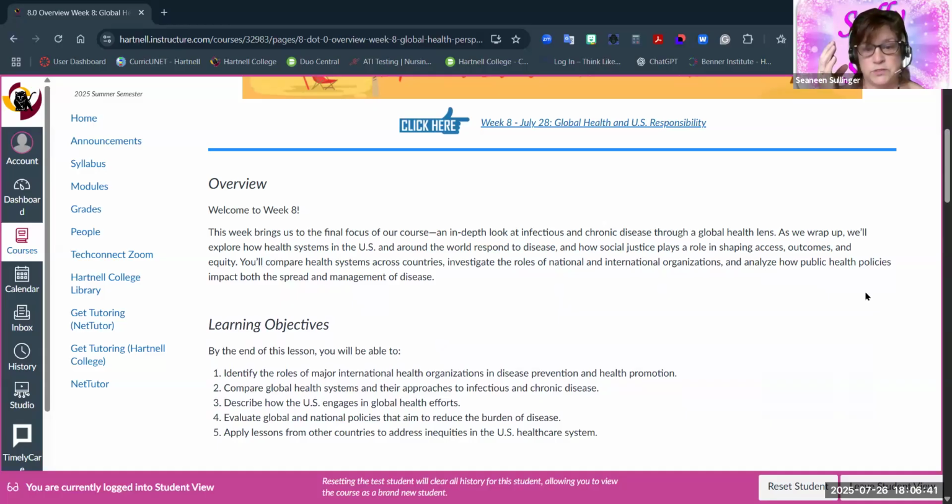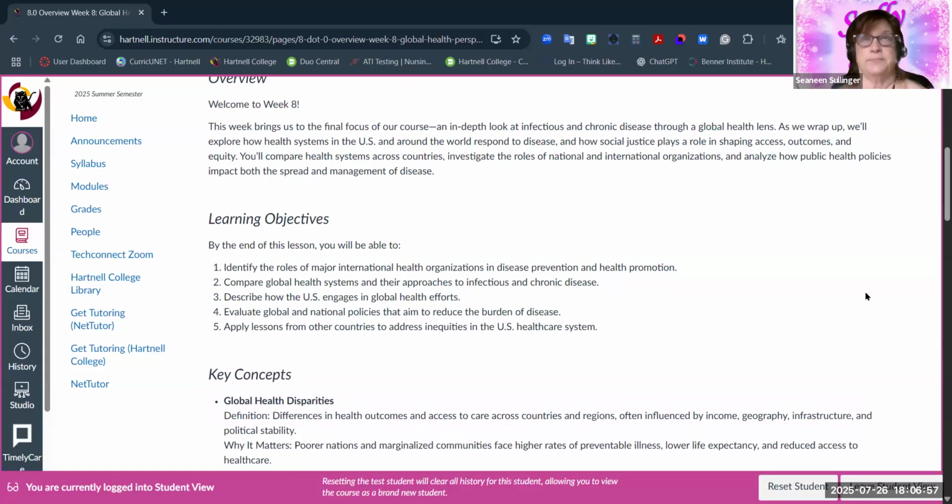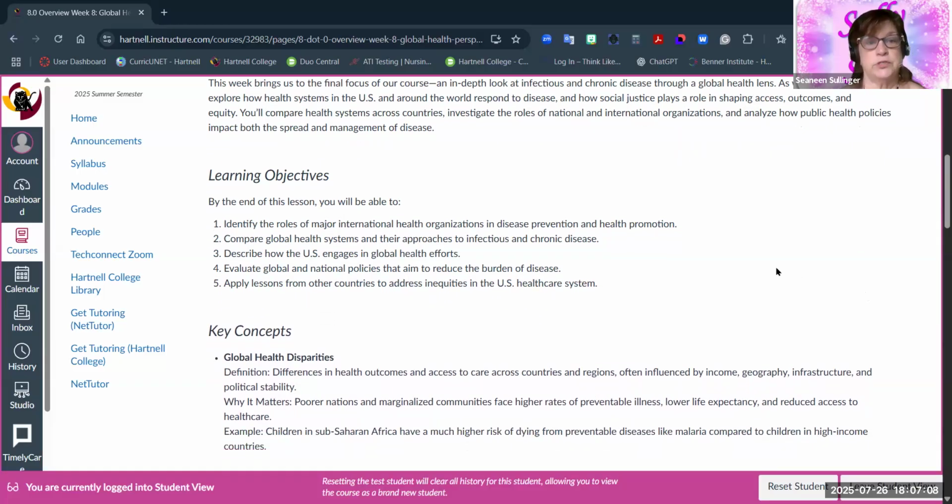And we're looking at how social justice plays a role, right? In our country, we've been talking about that for the past 7 weeks. Now let's talk about what that looks like in other countries as well. Are there, for example, international health organizations within the United States that help in disease prevention and health promotion, looking at different countries' approaches, which is one of the assignments that you'll be working on? How does the US engage in global health efforts? And then evaluating global and national policies that aim to reduce the burden of disease.